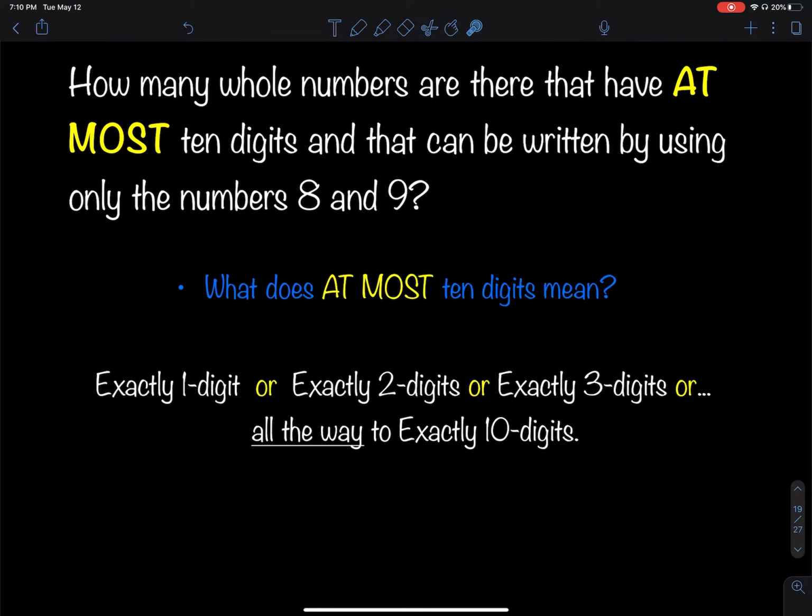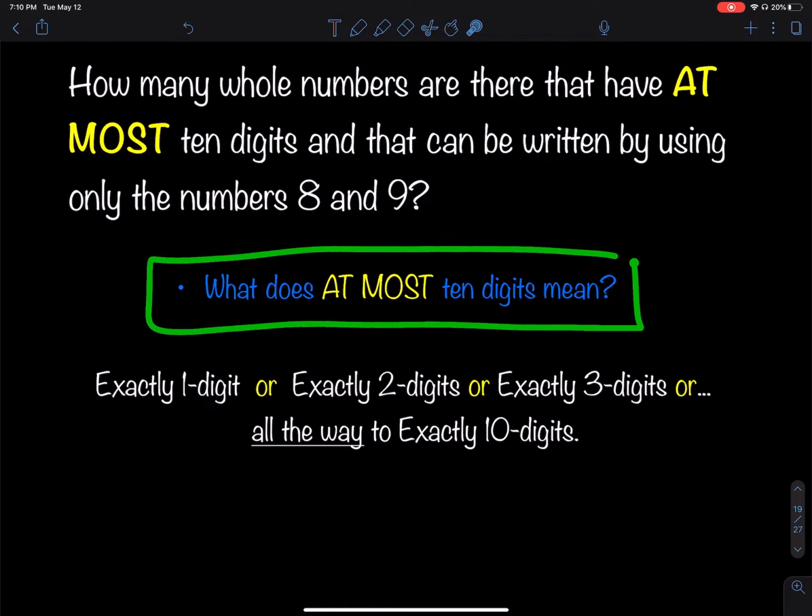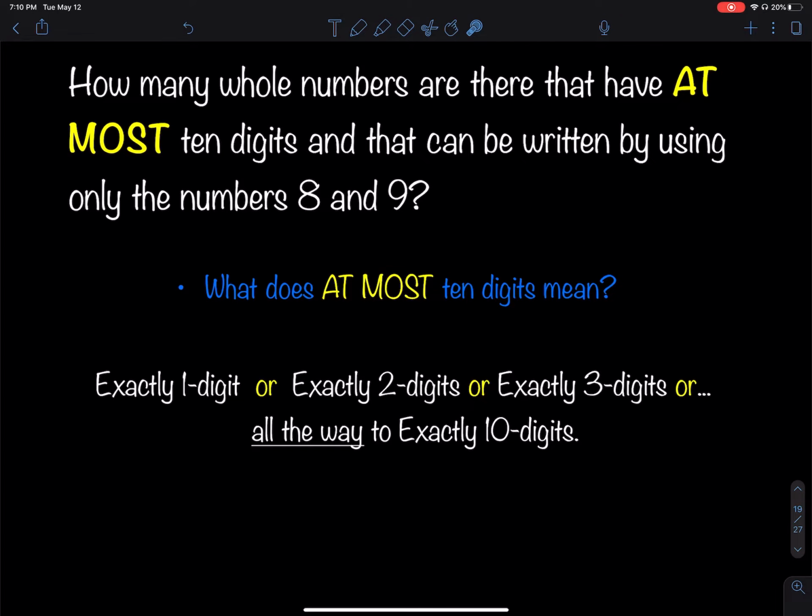Now, at most, that's tricky. We need to figure out what that means. What does at most 10 digits mean? Let's take this slowly. At most 10 digits means exactly 1 or 2 or 3 or ... all the way to exactly 10 digits. So what's exactly 1? Well, that's 8 or 9. That's a single digit. We know that there's 2 of those.